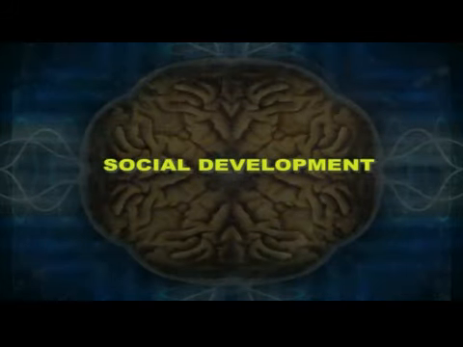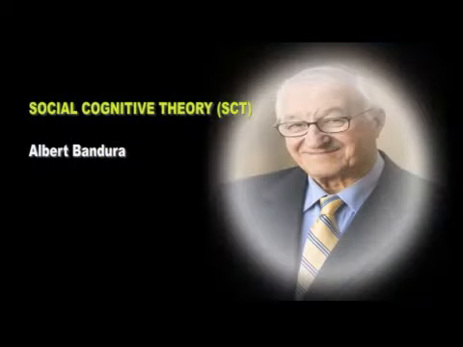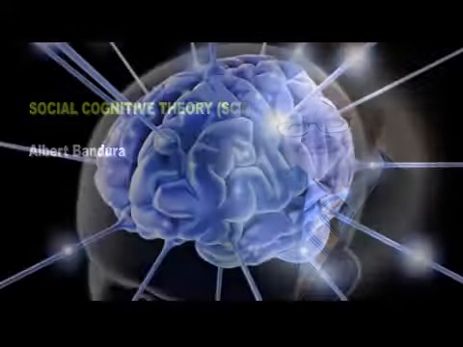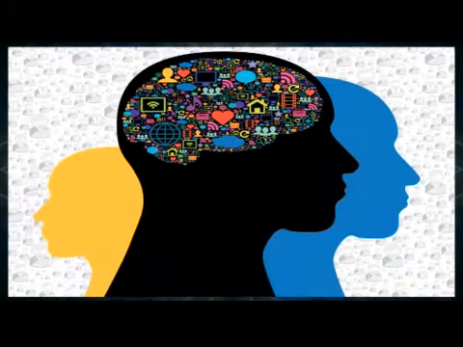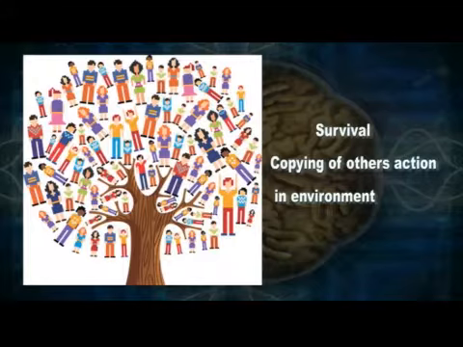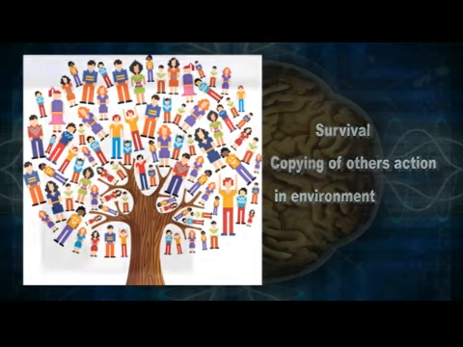Social development. Albert Bandura, Social Cognitive Theory (SCT) is used in psychology, education and communication. It holds that a portion of an individual's knowledge acquisition can be directly related to observing others within the context of social interactions, experiences and outside media influences. In other words, the survival of humanity is dependent upon copying the actions of others.